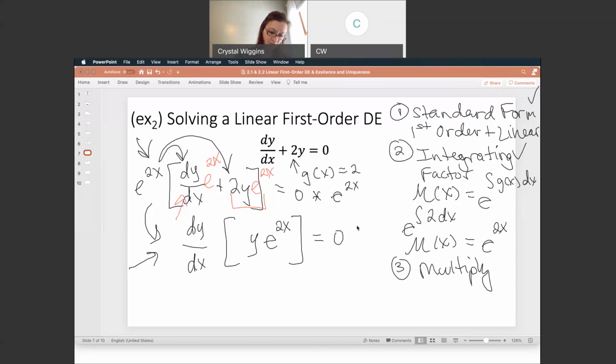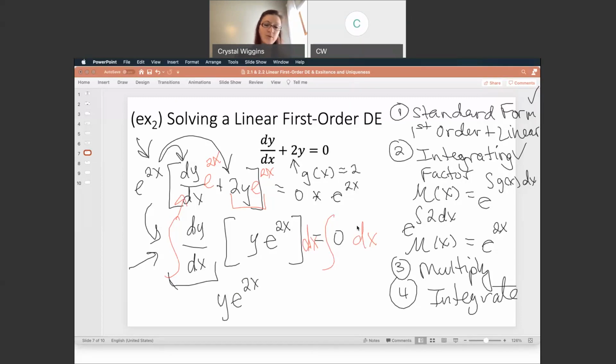So now we integrate both sides. So step 4 is to integrate. So by integrating both sides and writing dx here, dx. When we integrate the derivative, we are left with just y times e to the 2x. When we integrate 0, the derivative of what is 0? Well, the derivative of any constant is 0. So we literally just have a constant on the right side.